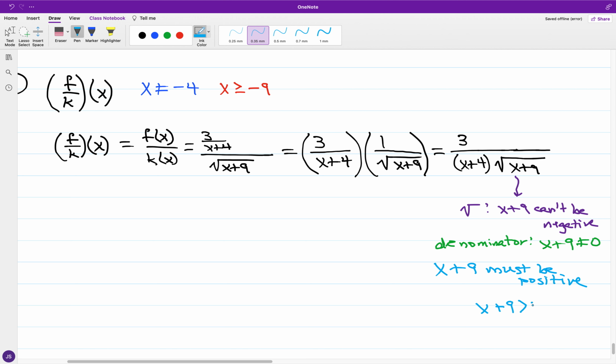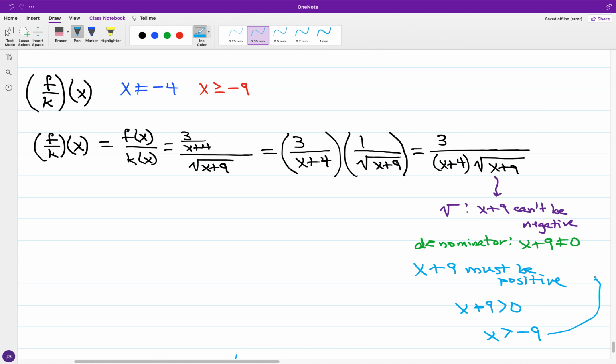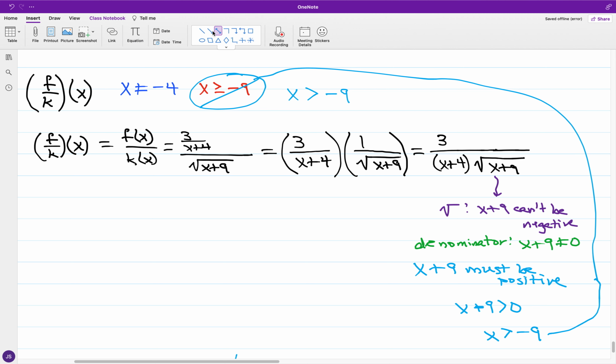So for the defining inequality, we're going to have x plus 9 is greater than 0, and so for the restriction placed on x from the radical, the square root of x plus 9, we'll have x is greater than negative 9. And before we had the restriction that x is greater than or equal to negative 9. So no longer does the equal sign at negative 9 apply; you have x is greater than negative 9.